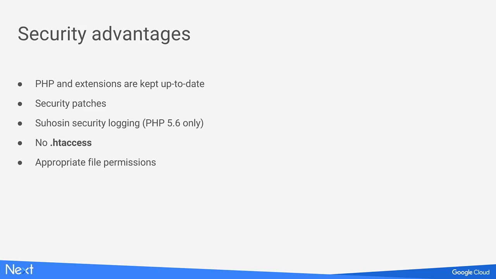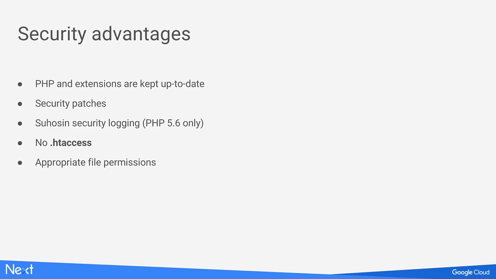So some security advantages, since secure is in the title of this talk. PHP and your extensions are kept up to date. So like I said, all the supported versions of PHP that we have, when minor releases come out, we keep that regularly up to date. So when you build and deploy your container, you get the latest version. We also have security patches.